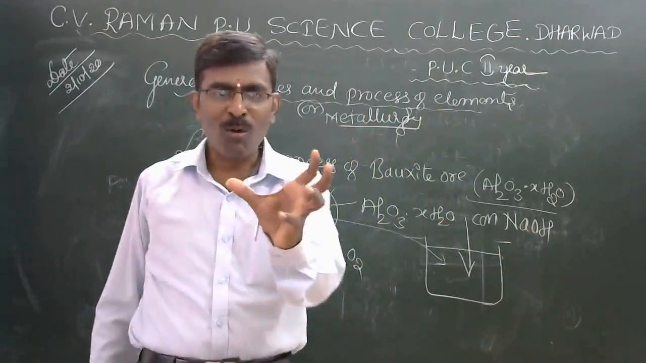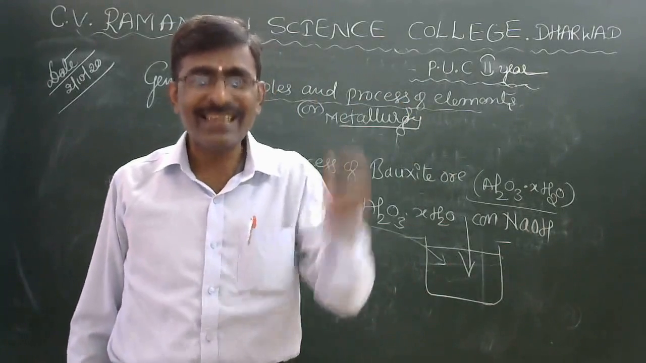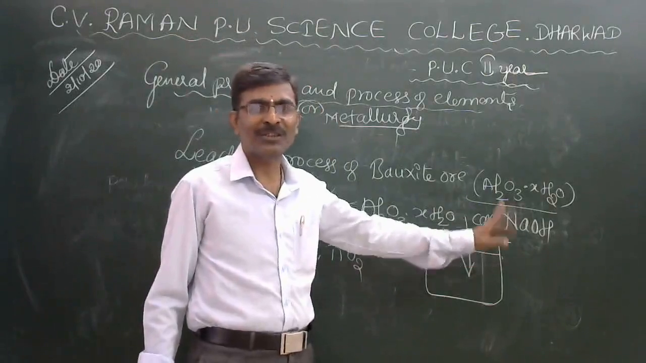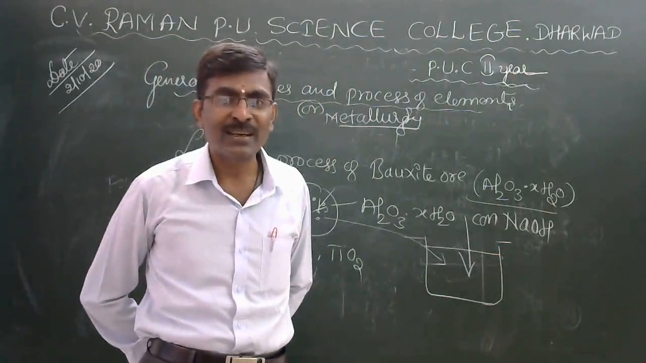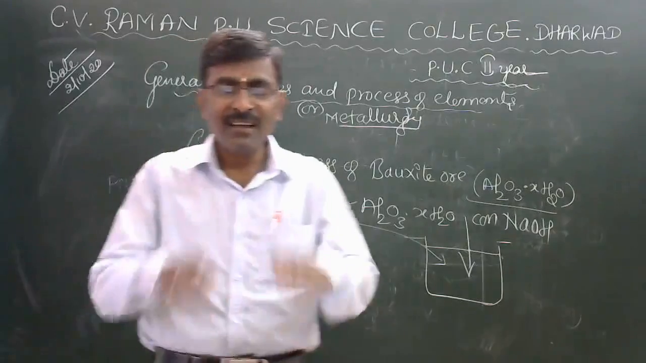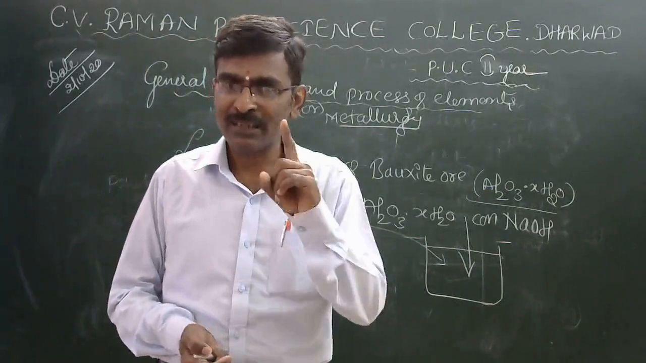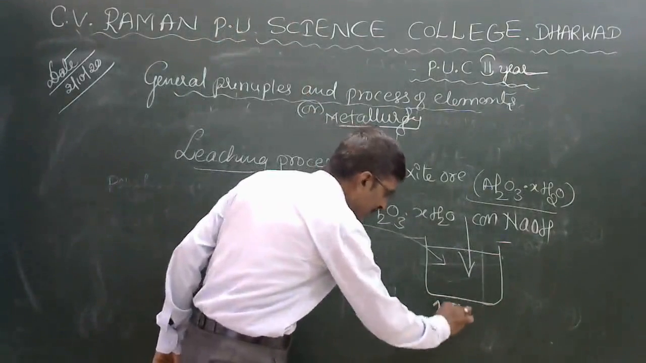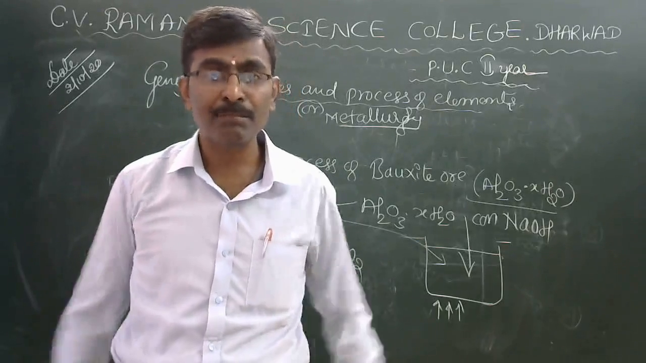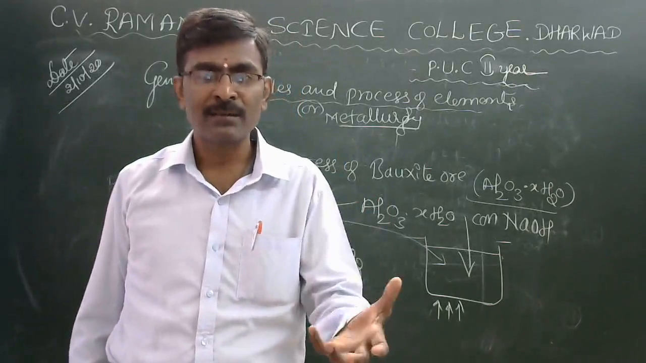The bauxite powder ore is taken in a large tank. So this bauxite ore is easily digested, that is, soluble in concentrated NaOH. Digested means it becomes completely soluble. It depends upon the temperature, and it depends upon the pressure. That is the main important thing. The pressure must be approximately 35 to 36 bar.